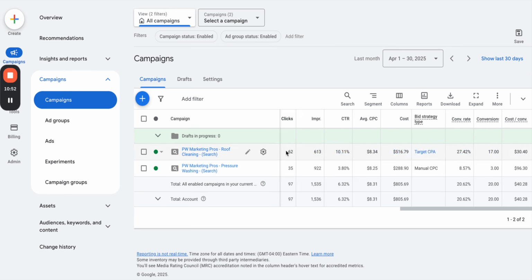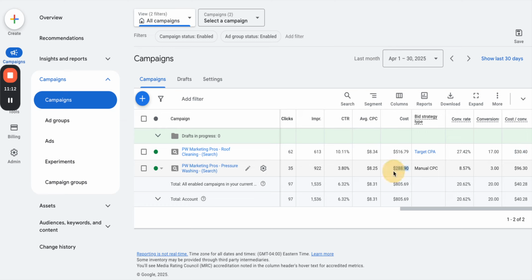But if you look at this for their overall campaign, they spent $805. They got 20 leads at $40 a piece, right, for their Google Ads campaign. And that was portioned out or distributed by roof cleaning. They spent $516, got 17 leads at $30 a pop. That's awesome.